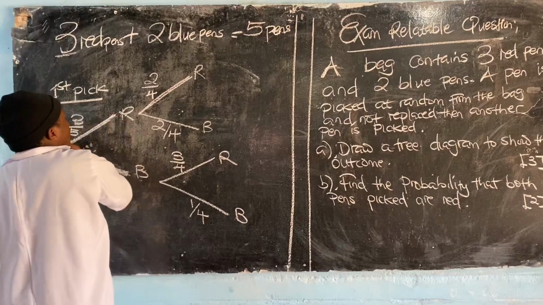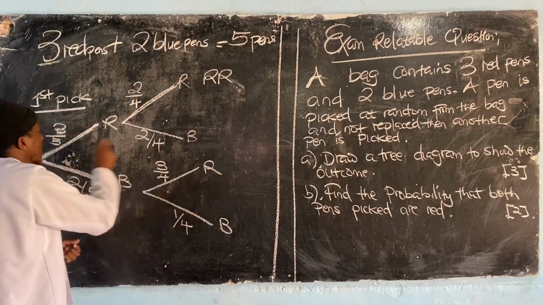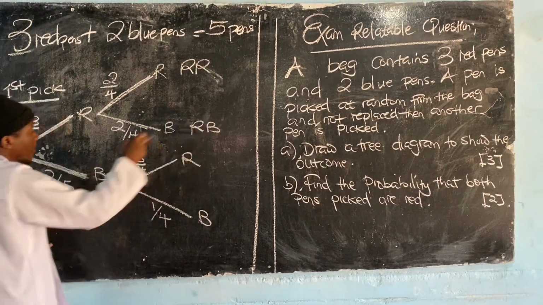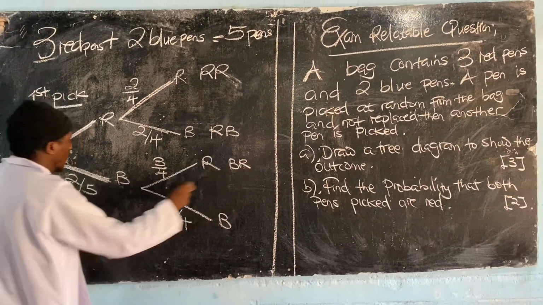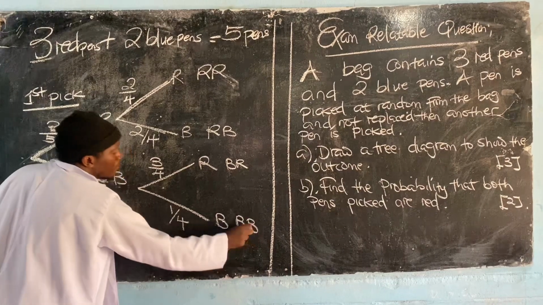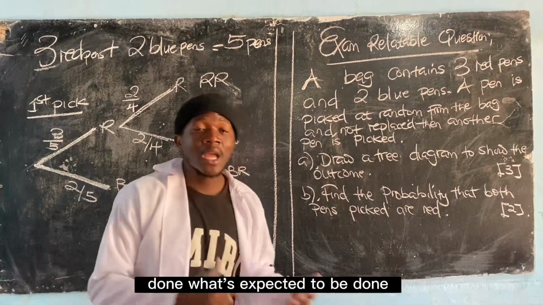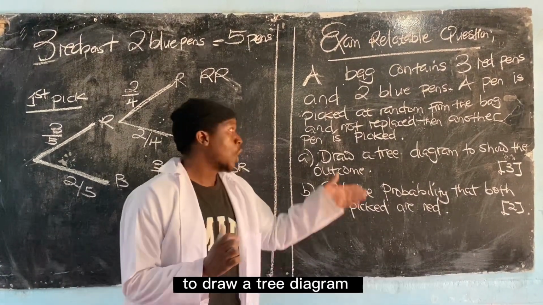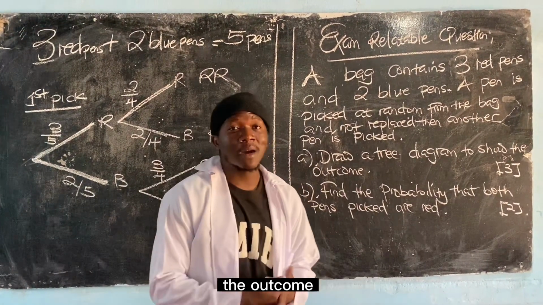And we can show this is red, red, well, we can put red, red if we want. Then this is red and blue, so we can put red and blue. Then this is blue and red, so we can say blue, red. Then this is blue and blue, so you can say blue and blue. Having done that, it simply means we have done what's expected, especially considering the request in an exam to draw a tree diagram to illustrate or demonstrate the outcome.